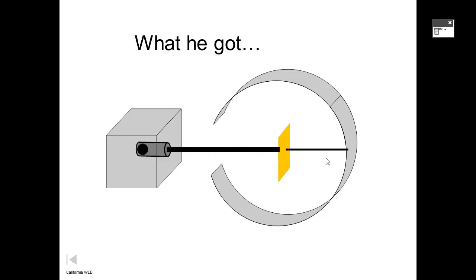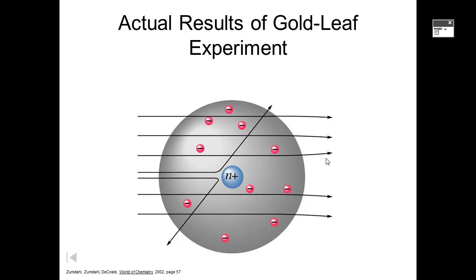What happened was that some of them went through. Some of them were deflected. Some of them were deflected a lot. And some of them bounced back. Some of the alpha particles bounced back. And he compared this to shooting a bullet at a piece of paper and the bullet bouncing back. That's how crazy this was to the scientists at this time. So it was pretty crazy.